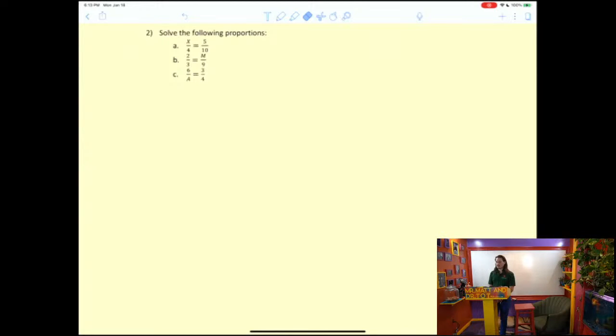So I'm going to give you 3 minutes. Please solve for the missing variables in the following proportions. A is x over 4 is equal to 5 over 10. B is 2 over 3 is equal to m over 9. And C is 6 over a is equal to 3 over 4. I'll give you 3 minutes, and 1 minute in I'll start to solve.